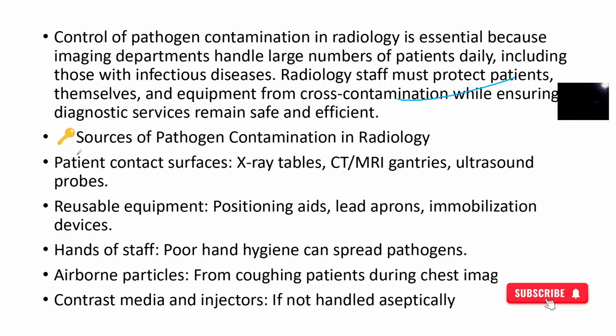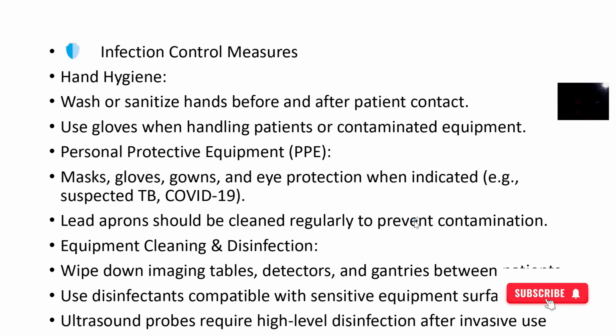So we have the patient contact surfaces, like all these X-ray tables, CT, MRI gantries, ultrasound probes. They are all sources. Then we also have the reusable aids, so some things that you can use on this patient, then use on another patient. If you don't clean it properly when you use it on the first patient, you can push the infections there. Hands of staff, airborne particles, contrast media, and also injectors. So how can you control infections in such areas?